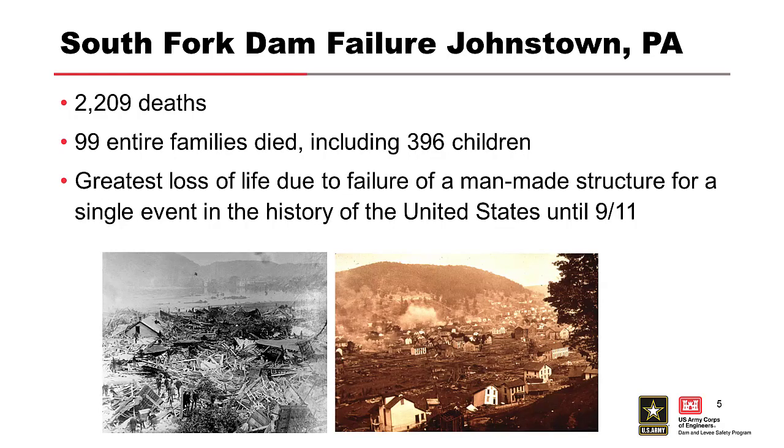The primary consequence center from the breach was Johnstown, Pennsylvania. This dam failure caused the greatest loss of life due to failure of a man-made structure from a single event in U.S. history until the terrorist attack of 9/11. Again, almost 2,200 people died, about 100 families had perished, as well as close to 400 children.